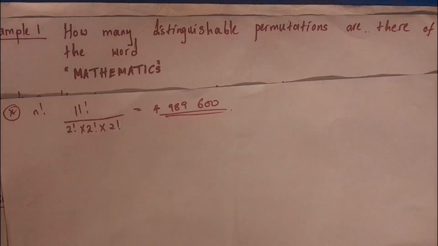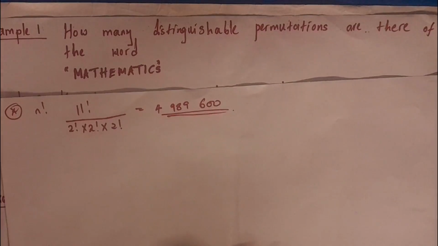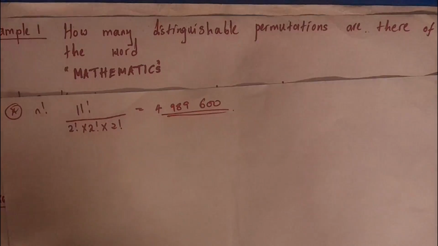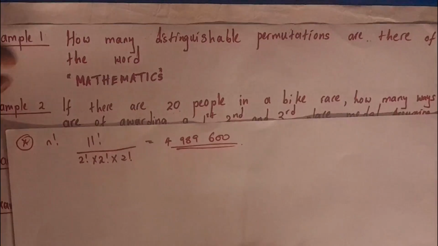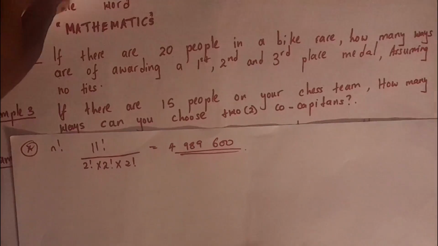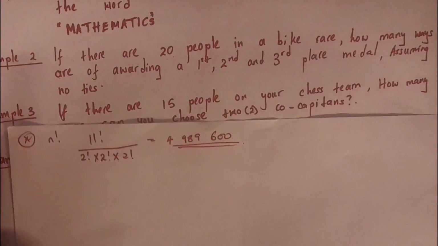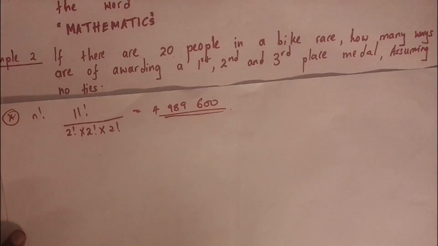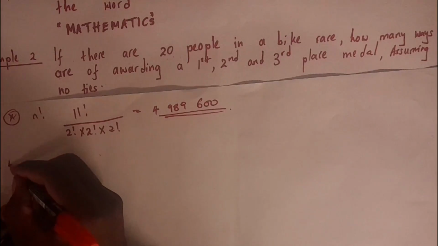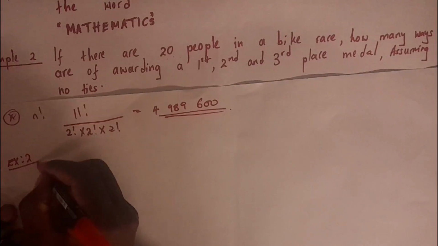So this is the answer which we are going to get on the first example on the distinguishable permutations. So now let us go on the second example. You are free, you can practice, try it on your own. So on the second example, example 2, solution.